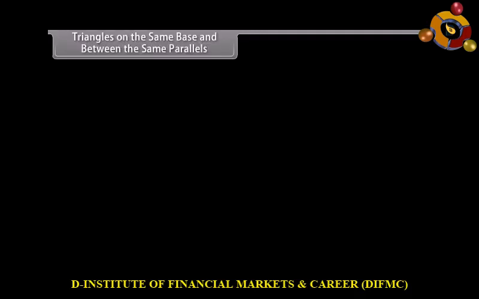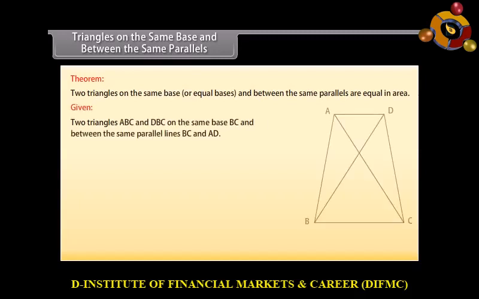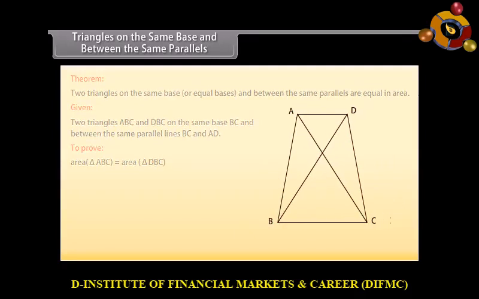Triangles on the same base and between the same parallels. Theorem. Two triangles on the same base or equal bases and between the same parallels are equal in area. Given two triangles ABC and DBC on the same base BC and between the same parallel lines BC and AD. To prove, area of triangle ABC is equal to area of triangle DBC.